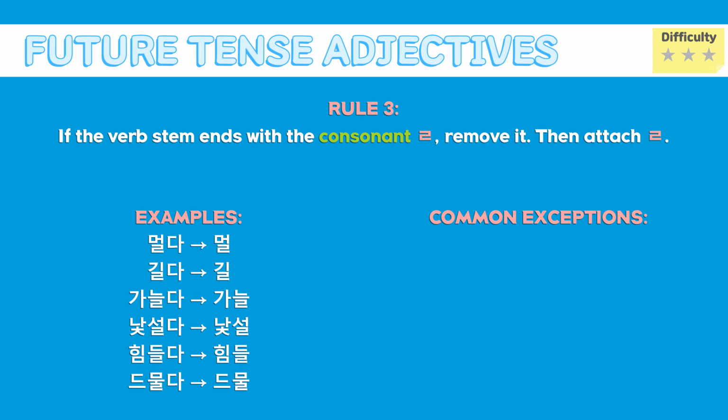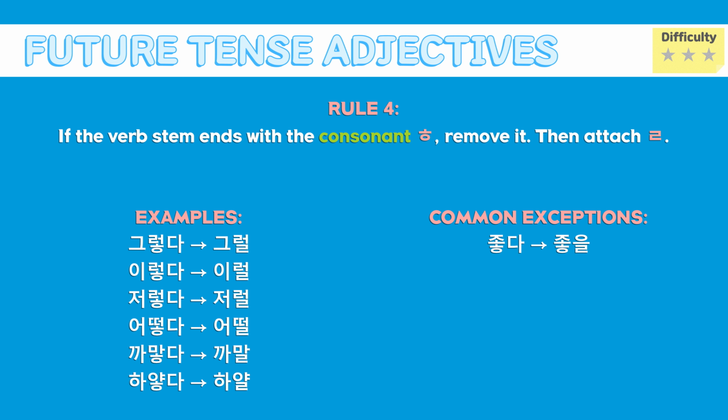Rule 3. If the verb stem ends with the consonant 리을, remove it. Then attach 리을. So you get the same thing. Here's some examples. You can pause the video here. Rule 4. If the verb stem ends with the consonant 히읗, remove it, then attach 리을. Here are some examples. You can pause the video here.